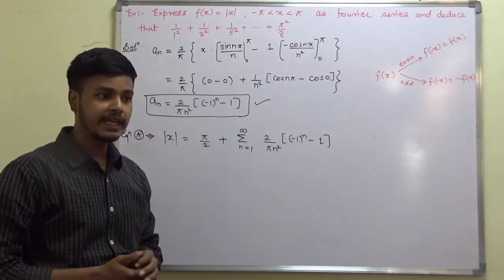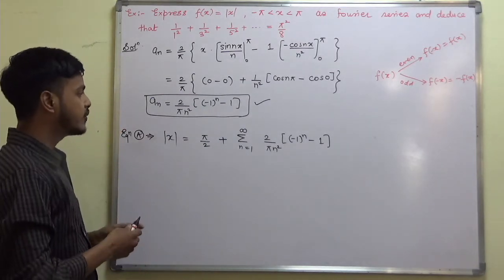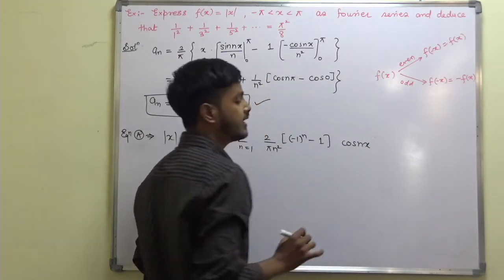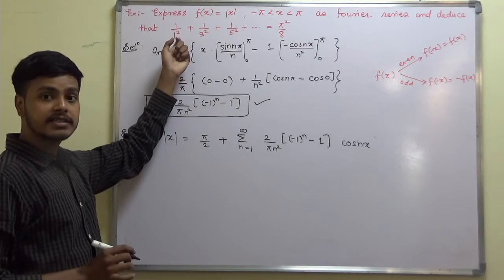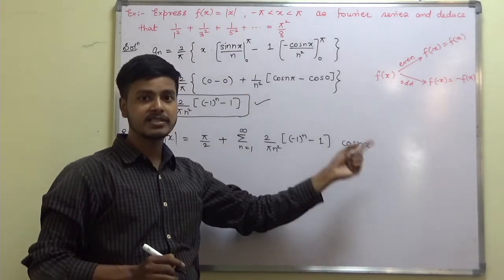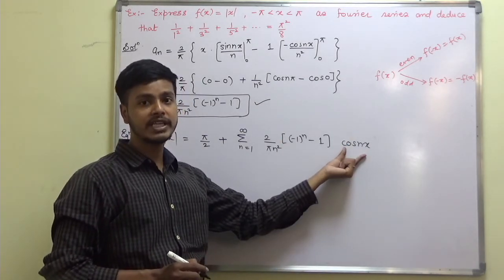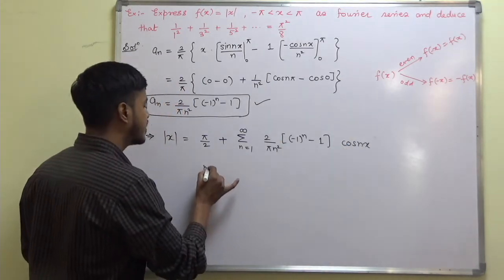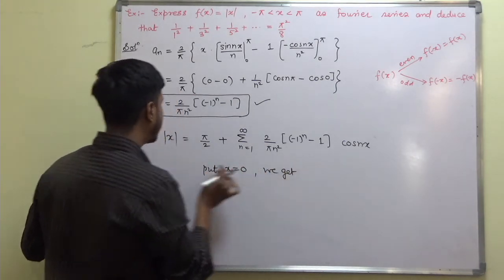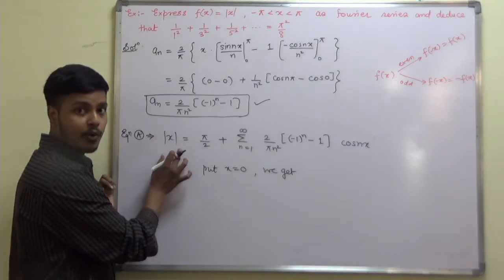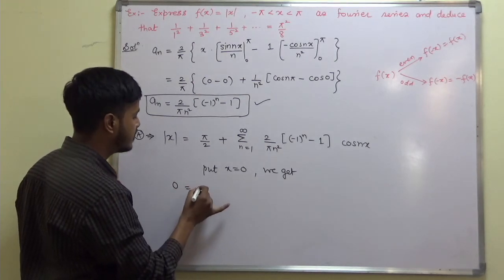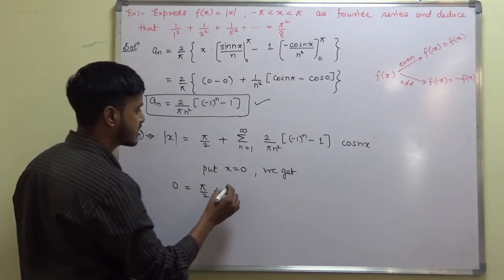pi square by 8. Okay, so see how we are going to do this. Here it is cos nx. Okay, so as you can see in the result that we have to prove, there is no term of cos, so we have to make this term as 1, and this can be made 1 by putting x is equal to 0. We can write put x is equal to 0, we get, the moment we put x is equal to 0, we'll be getting mod of x, mod of 0, which is 0.